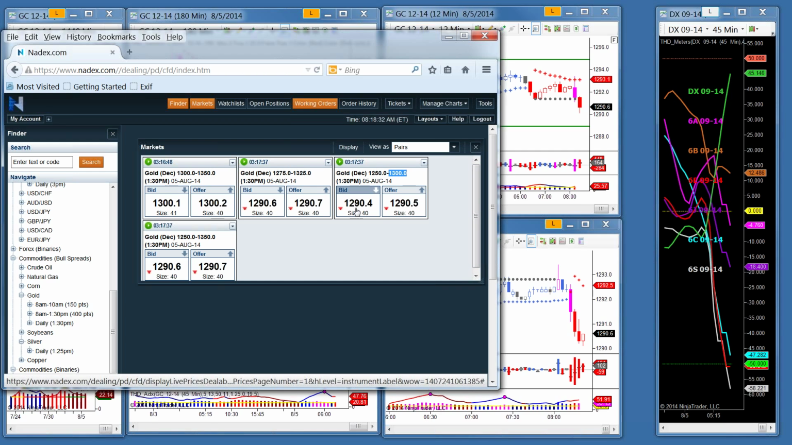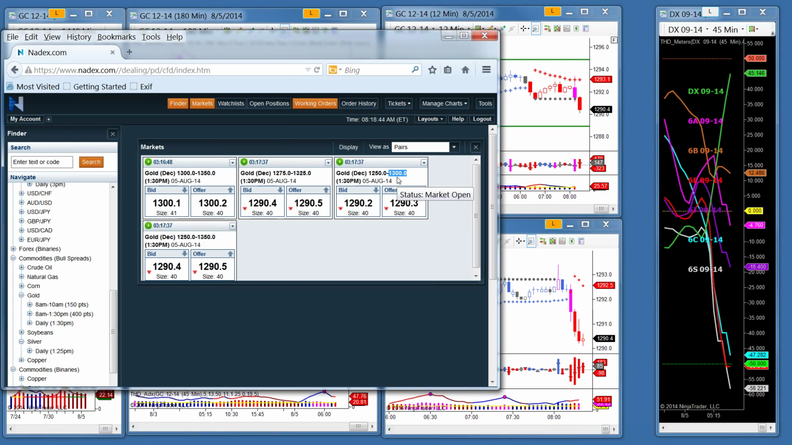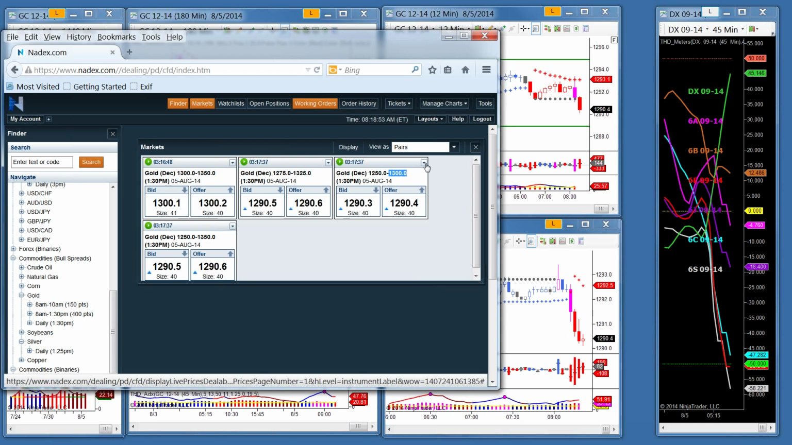And you're going to pay $12.90.3, that's what the bid is. So you're going to pay the difference between this number and this, which is basically 10 points. Right. You would sell the 1300 because that's the ceiling.